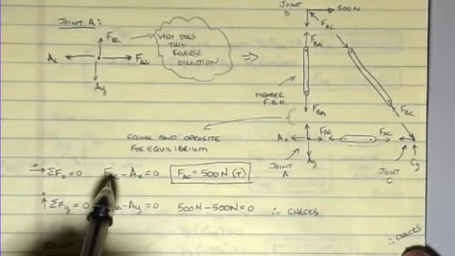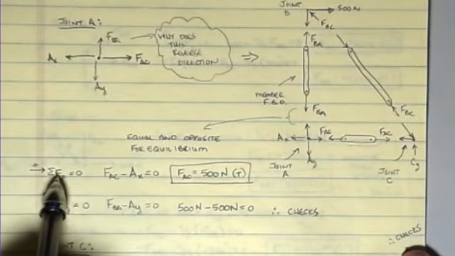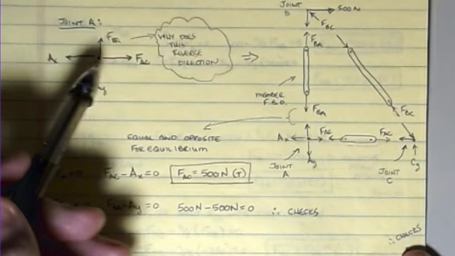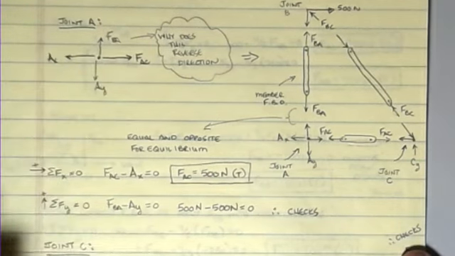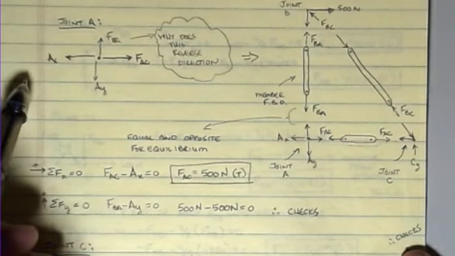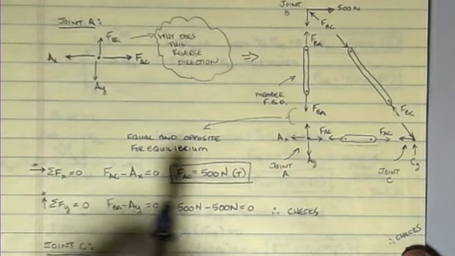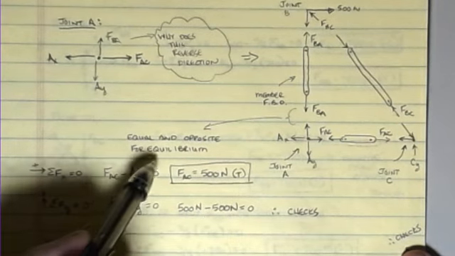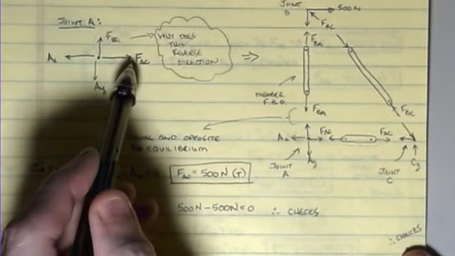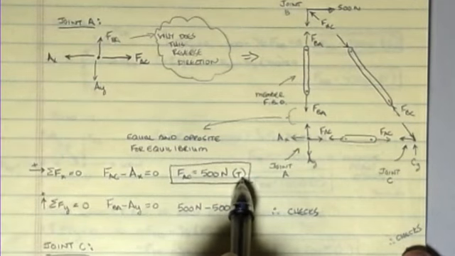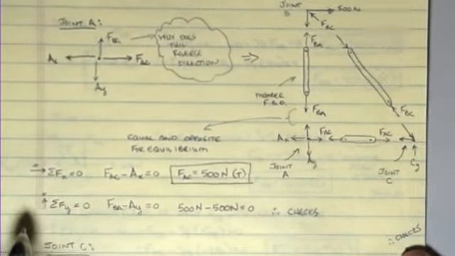For FX, I'm assuming that to the right is positive, so FAC minus AX is 0. So here's the positive FAC, and I'm subtracting off my AX value, which we had from when we did the original free body diagram. And so we find out that FAC is a positive 500 newtons. When it comes out as a positive, then the positive value tells me what I drew is correct, and I drew it as tension. That's why it gets a T, which indicates that it's a tension member.